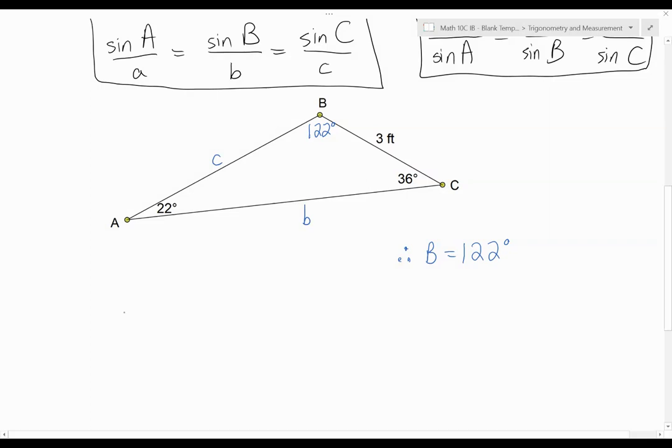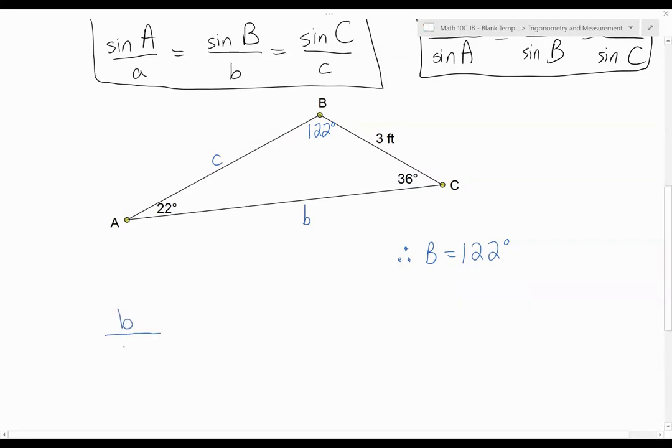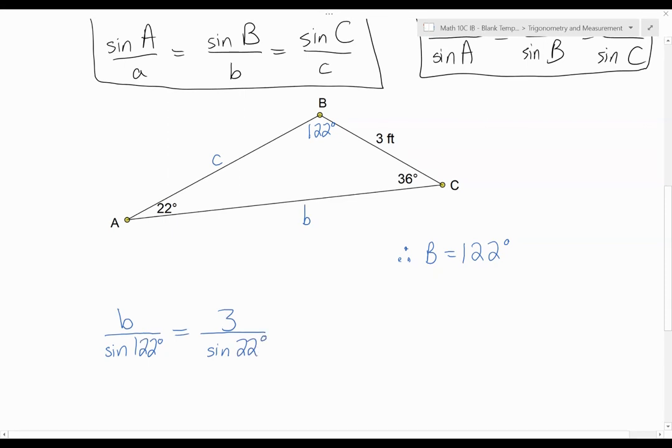To find side B, I'm going to start with the thing I don't know. Side B is going to be in a ratio with the sine of angle B, which is 122 degrees. And this has to be equal to the length of side A divided by the sine of angle A, which is 22 degrees. Since I put a side length in the numerator for my B value, I have to put the side length in the numerator. So now to figure out B, I just do 3 divided by the sine of 22, and then I multiply that by the sine of 122.